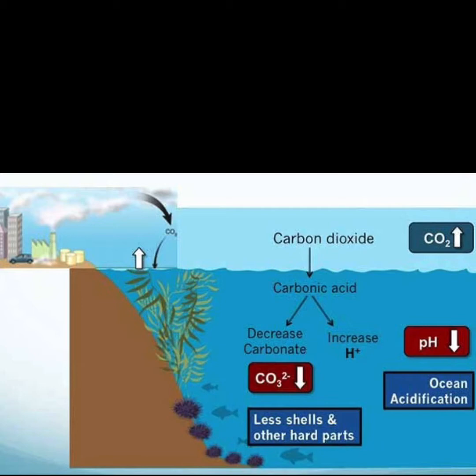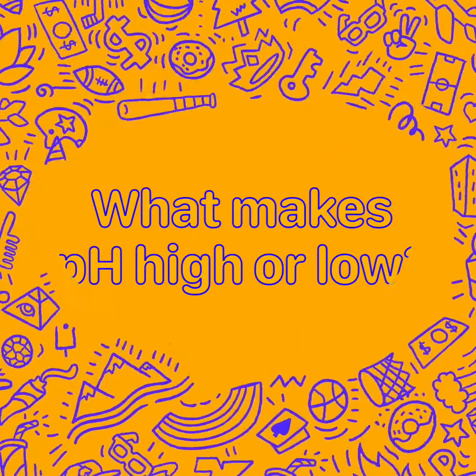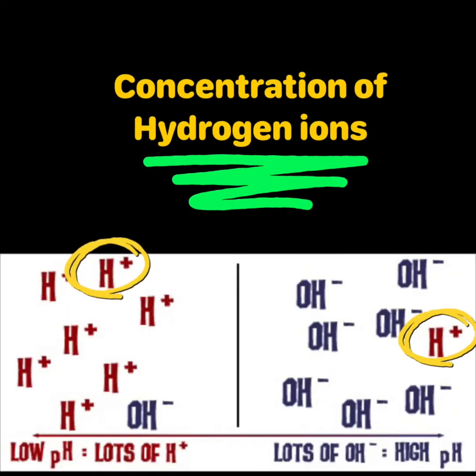Let's talk about the hydrogen ions and what effect this has on pH. So what makes pH high or low? It's our hydrogen ions that have the power to determine how acidic or how alkaline our solution is. As you can see on the left, we've got lots of hydrogen ions, which can be represented by the H+. The more hydrogen ions we have, the lower the pH. And on the right, there's only one little hydrogen ion. So the lack of hydrogen ions, or a low hydrogen ion concentration, indicates a high pH.